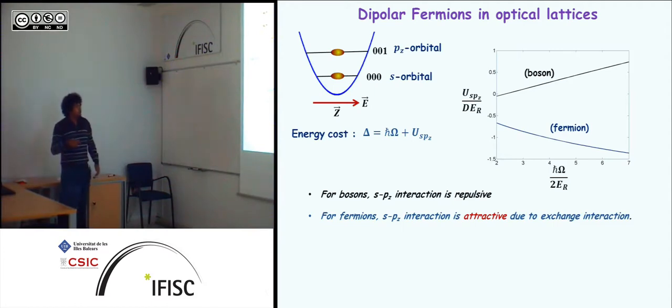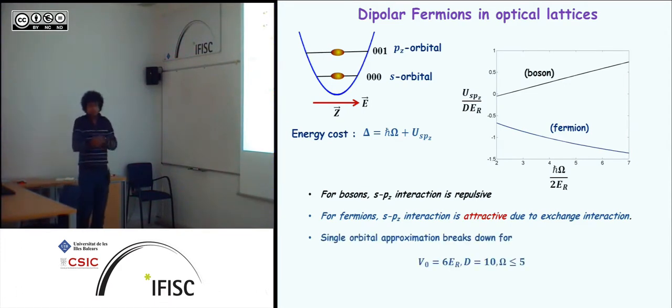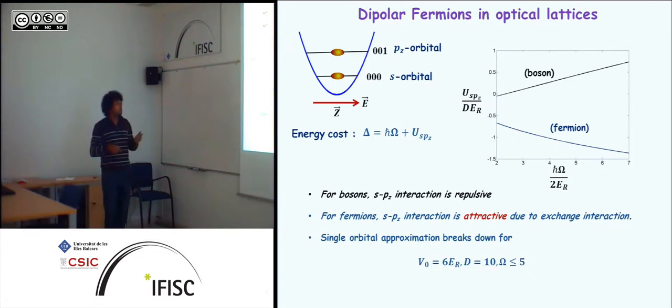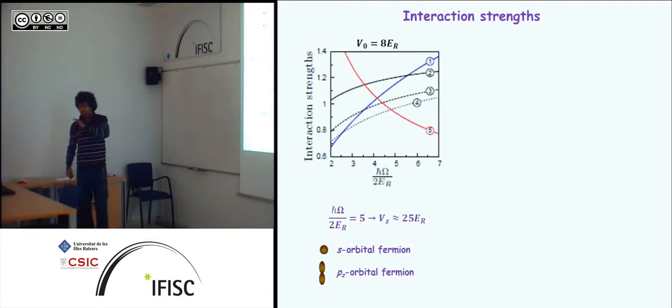If they are attractive, it means they want to come together. The moment they overcome this energy gap, they will come together. So this whole idea of the single-band approximation and everything breaks down. So we have to start from the beginning again. So this is the point with dipolar fermions: this kind of approximation that we have only a single band breaks down. Now what happens if these two come together?